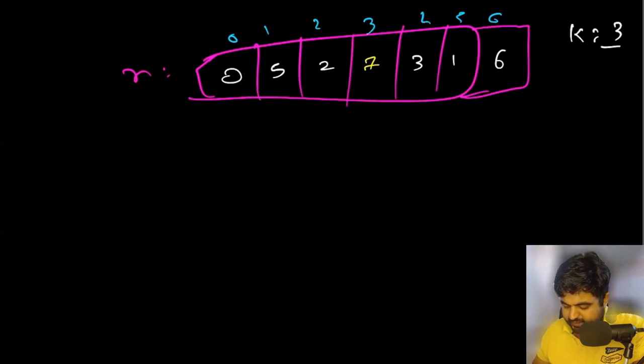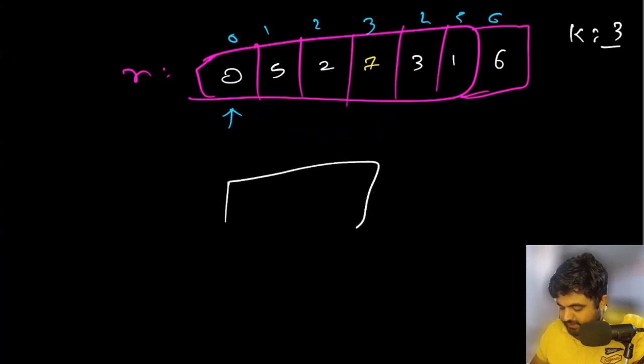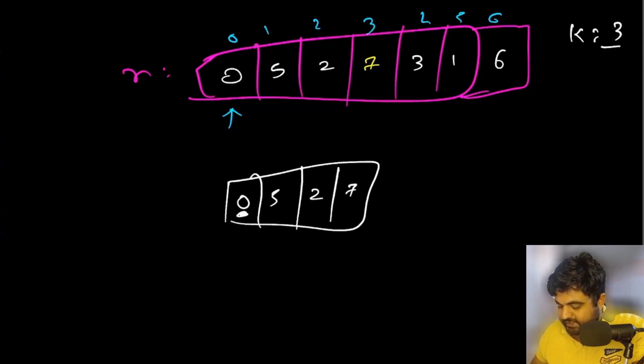A better approach is that we know that for any single value, we need to check in the remaining portion whether that value is present or not. So currently we can break it down in this sequence. We can create a window like this, 0 and then 5 2 7. Currently we are at position number 0. Now we need to check whether 0 exists in the remaining 3 entries or not.